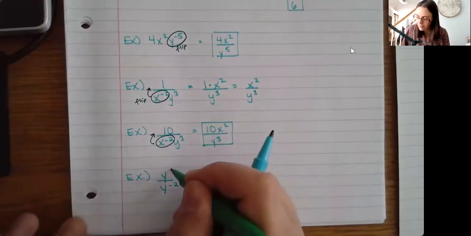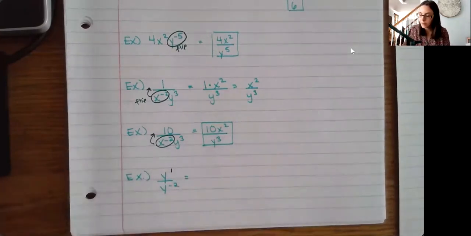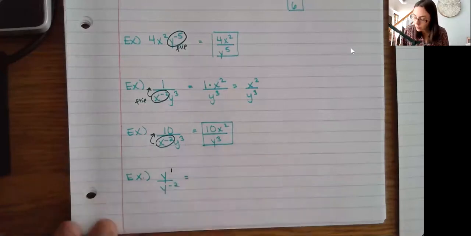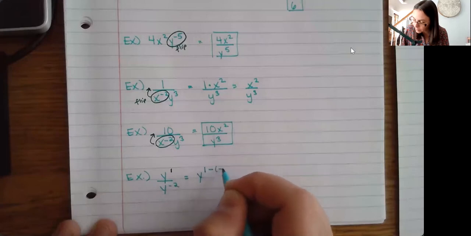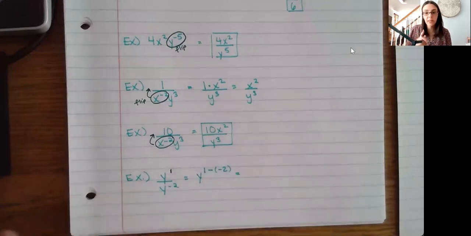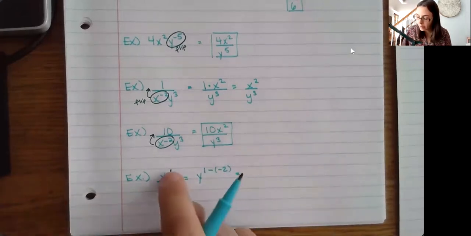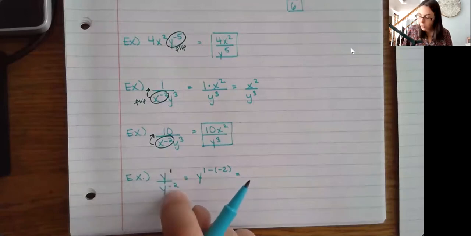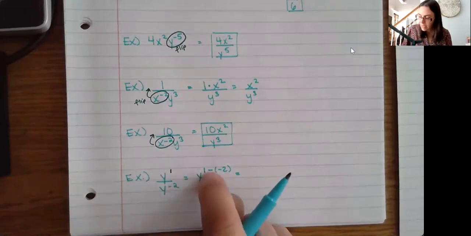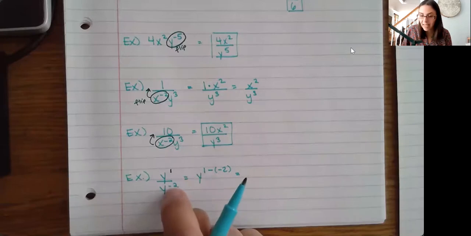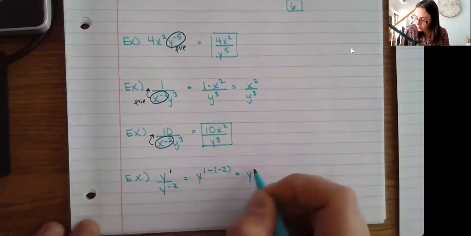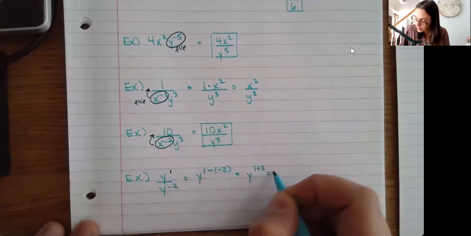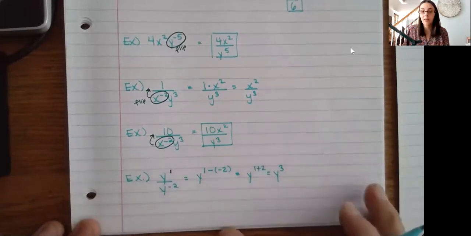I am noticing that I have the same base here being divided. So I can go ahead and use that quotient rule and subtract 1 minus negative 2. Now you need to be really careful here. When you subtract, it's always top minus bottom. So I have 1 minus, and then the denominator is negative. So what ends up happening is these 2 negatives will cancel using our sign rules, and we actually get y to the third.